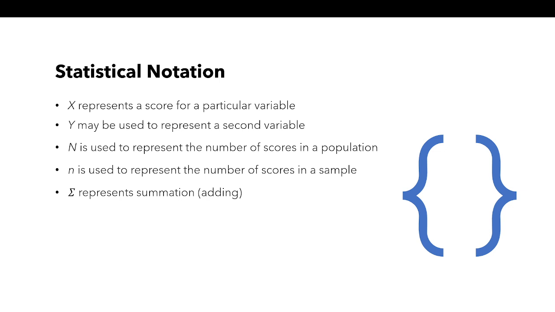This symbol is referred to as sigma. This is the Greek symbol sigma. It represents summation, or adding. So to combine some of this notation, sigma X represents the sum of all scores. You would take the sum, represented by this sigma, of X, all of the scores that are available.